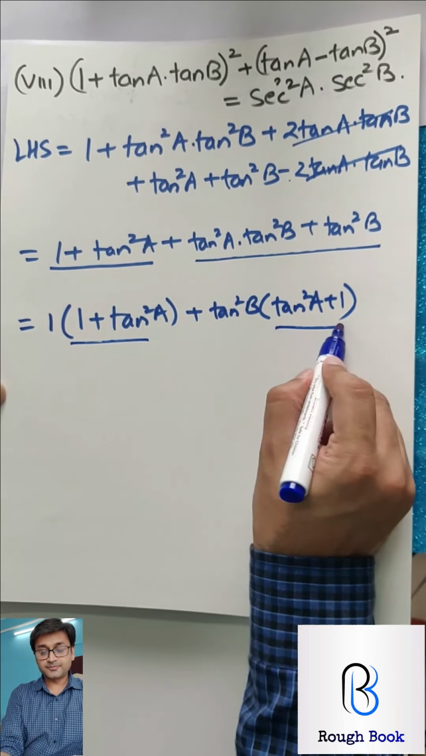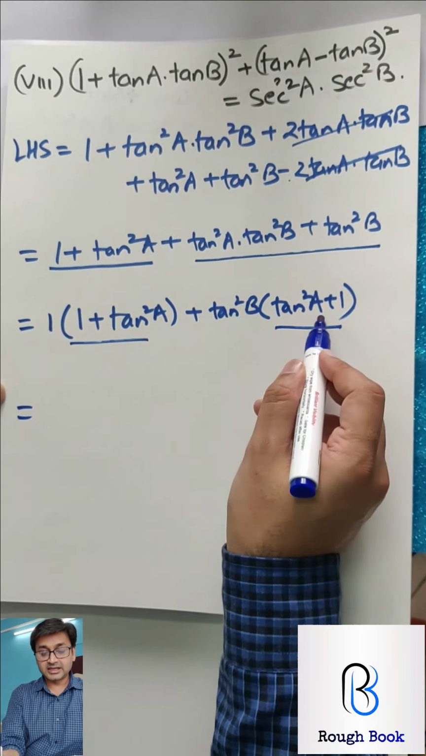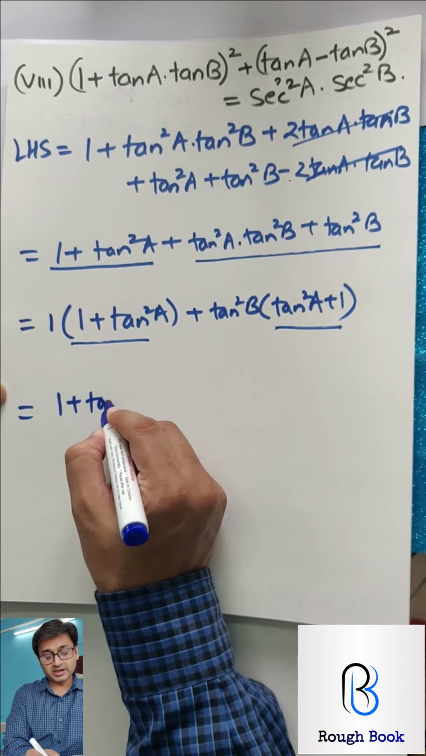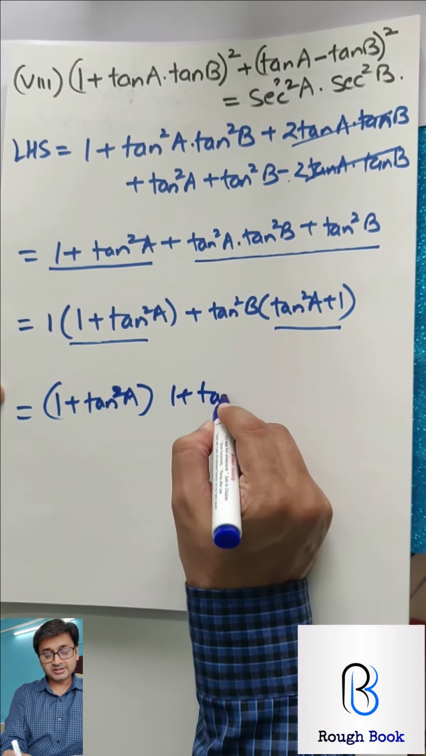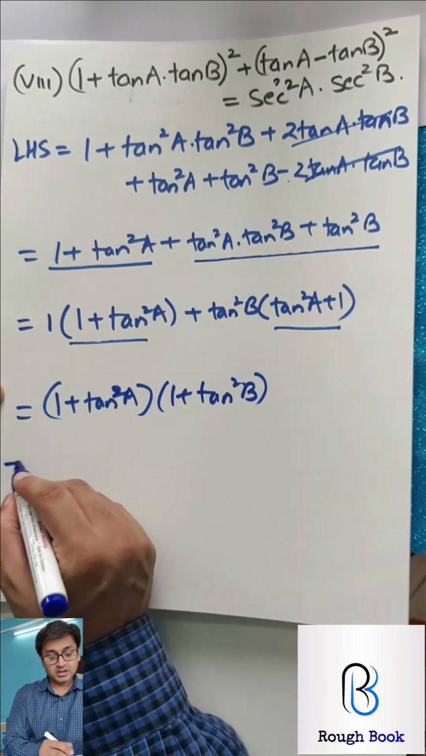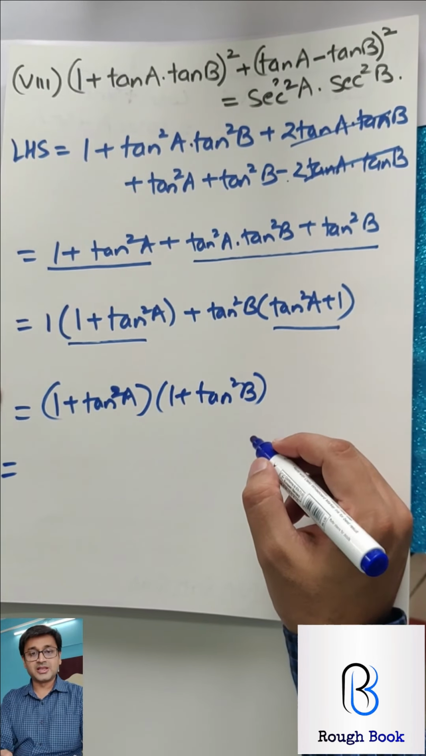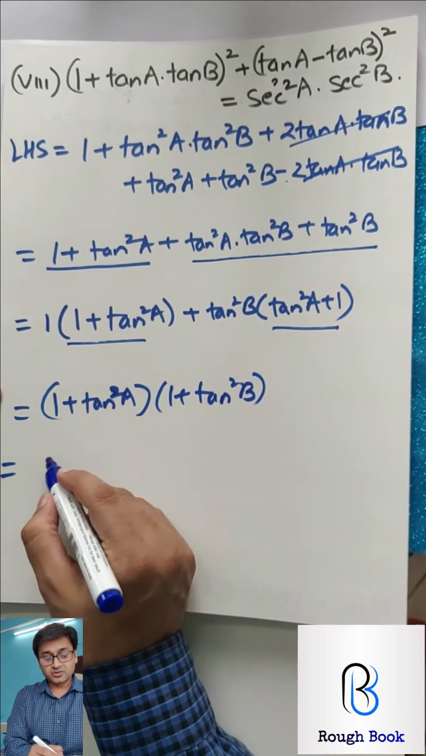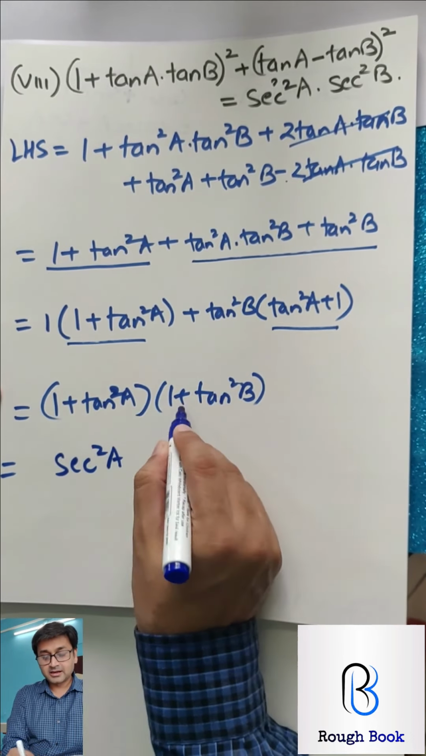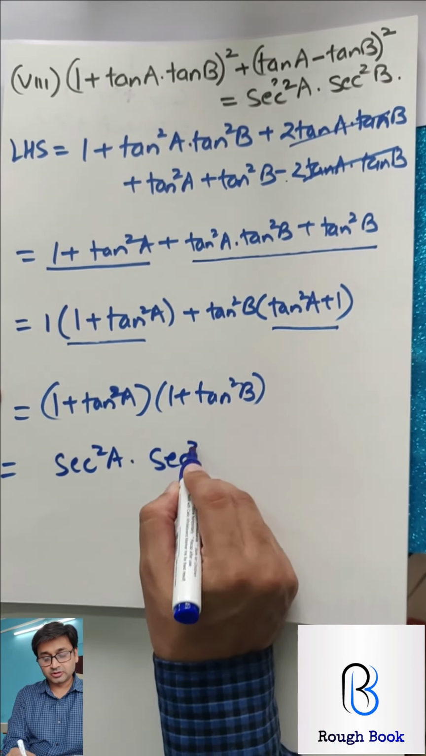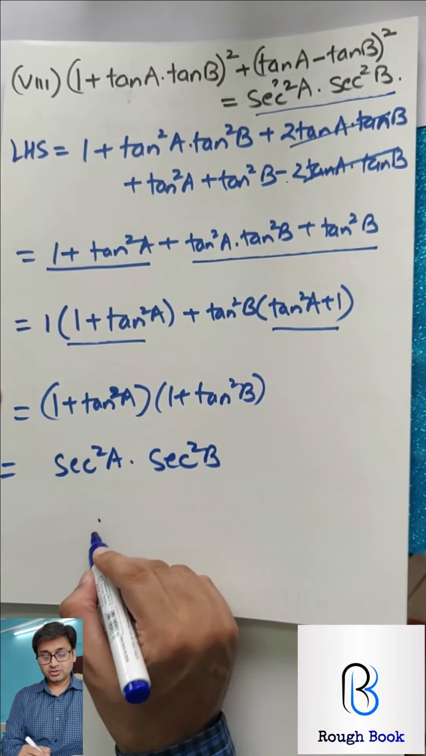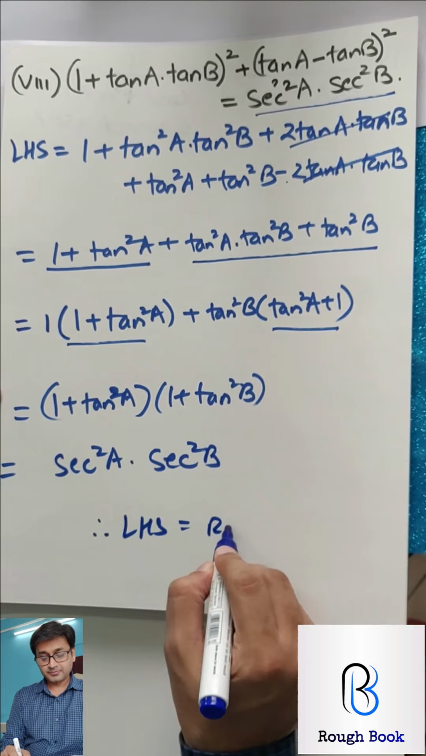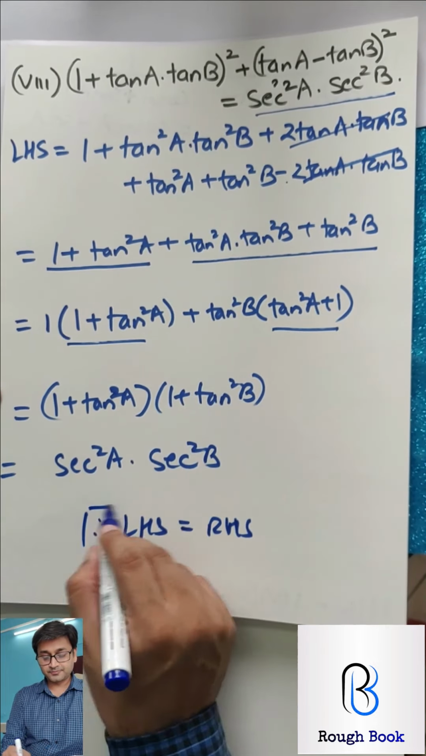So both matched. Now in these two parts I can pull out 1 plus tan square a common. So what will be left is 1 plus tan square b. Just work out the square ratios, magic will happen. 1 plus tan square a is sec square a. Likewise 1 plus tan square b is also sec square b. That's what you wanted. So you can say therefore LHS is equal to RHS.